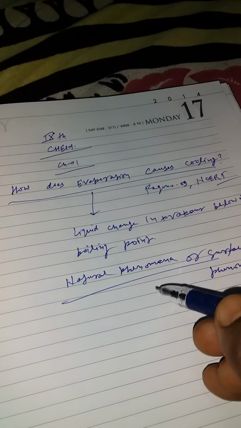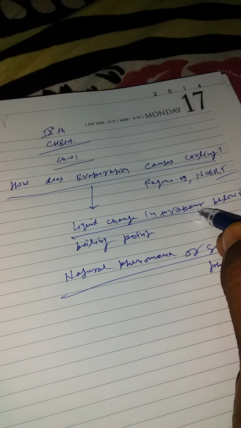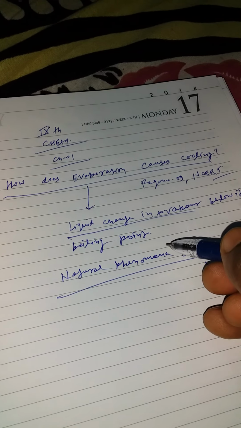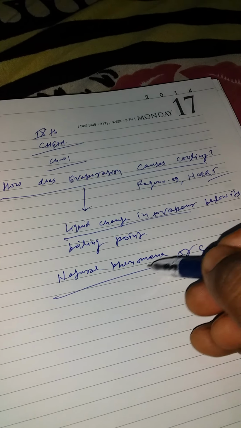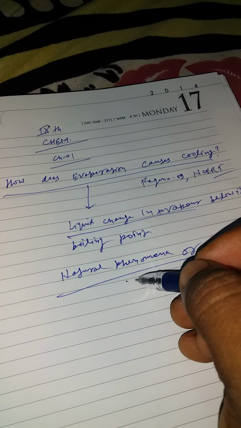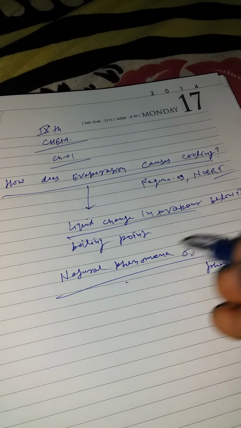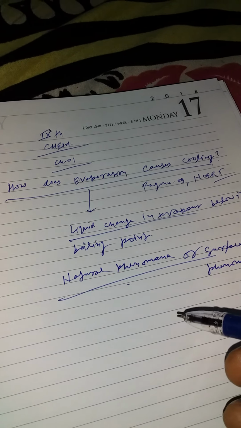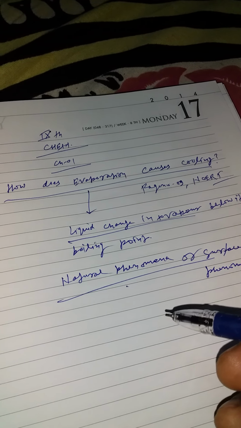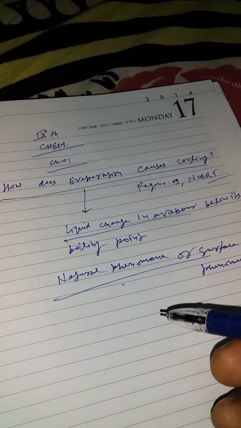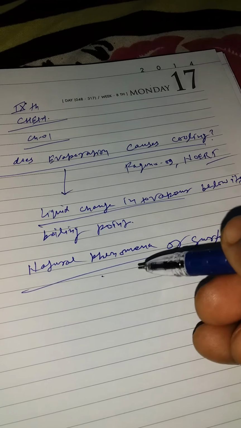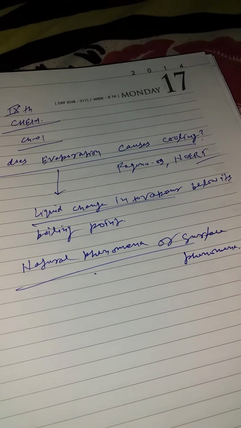So in evaporation, liquid changes into vapor, and the amount of heat energy required to change liquid into vapor is obtained from nature, that is, the surroundings where the evaporation takes place. That's why we feel comfortable due to the process of evaporation, because the heat energy of the surroundings is consumed to change the state of matter.